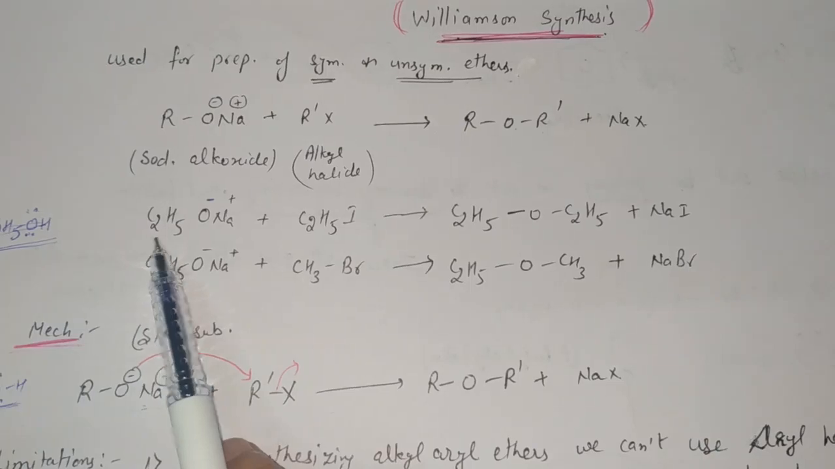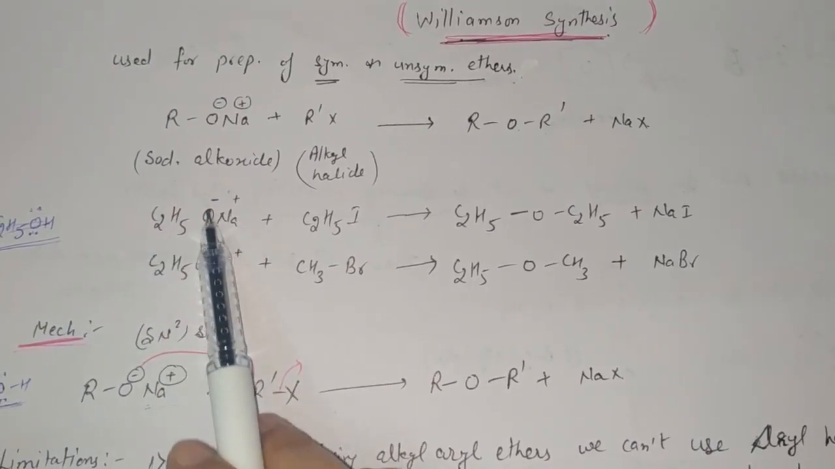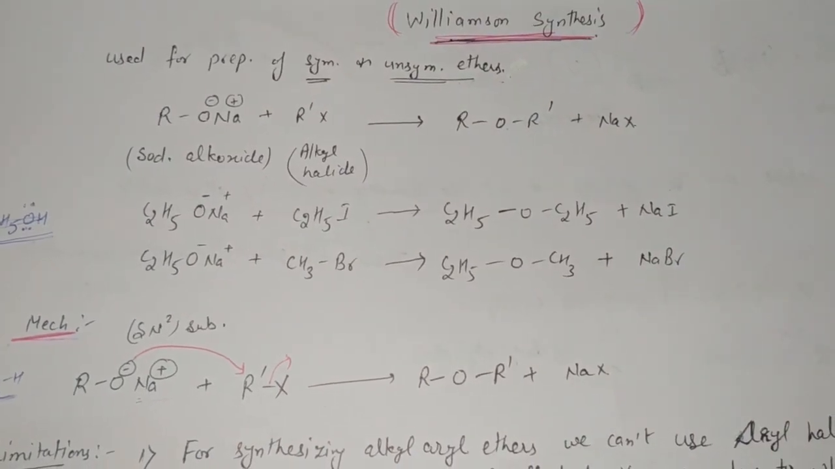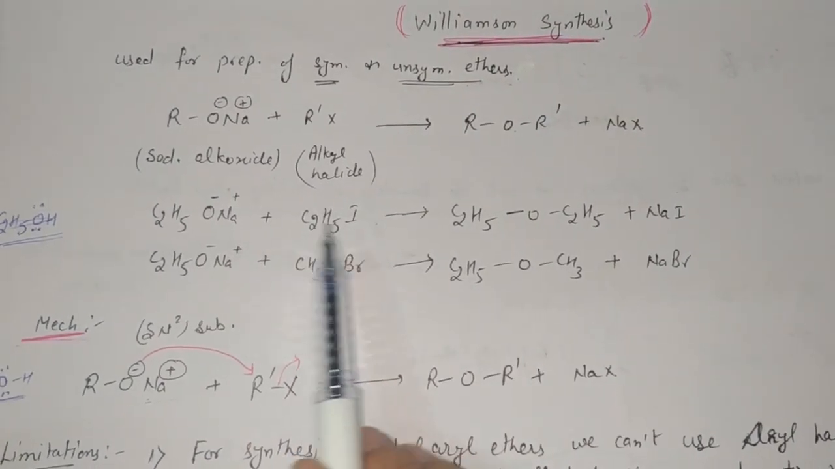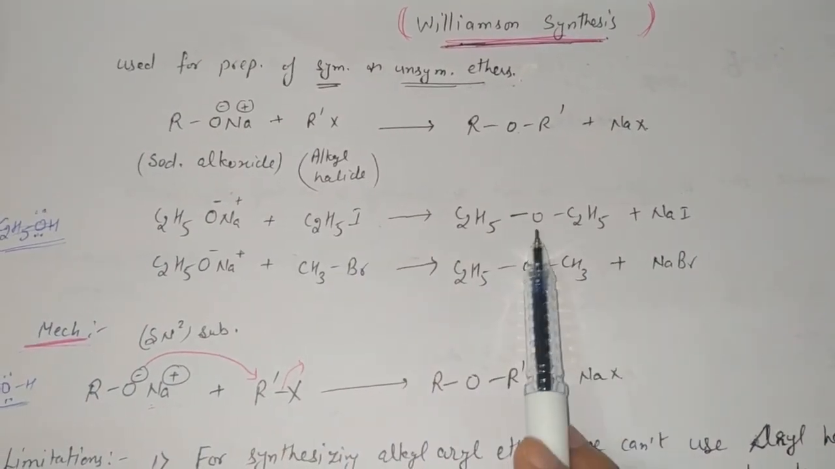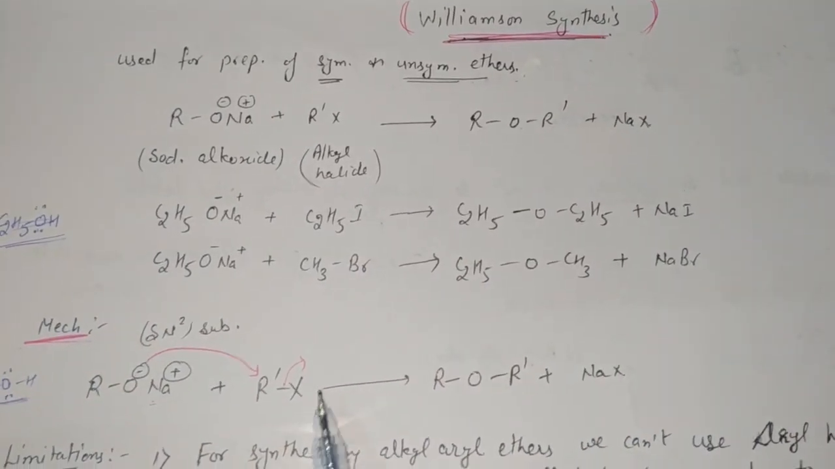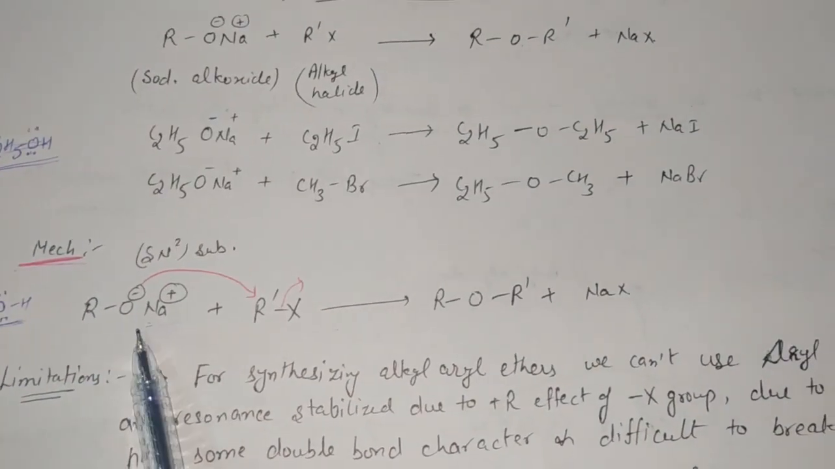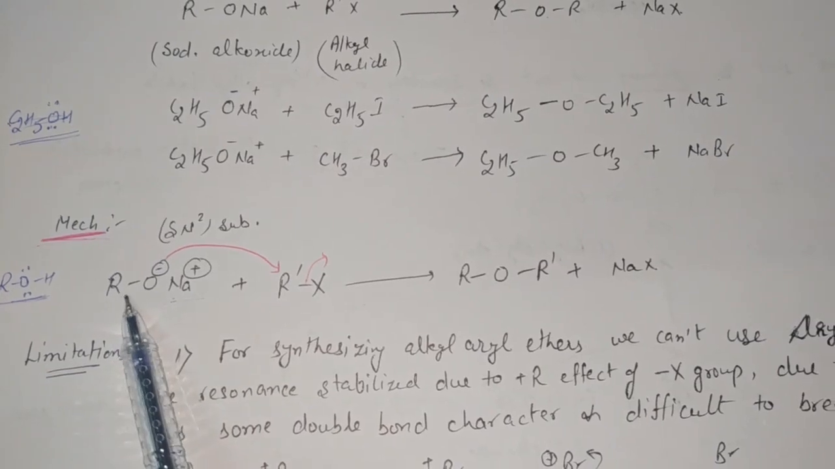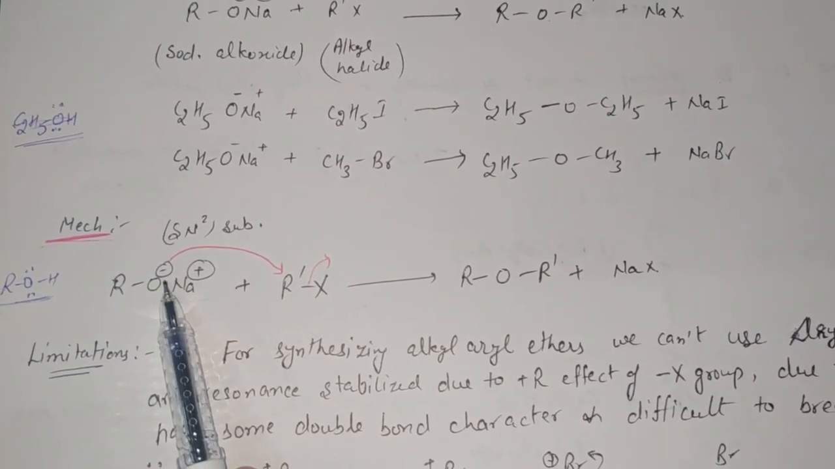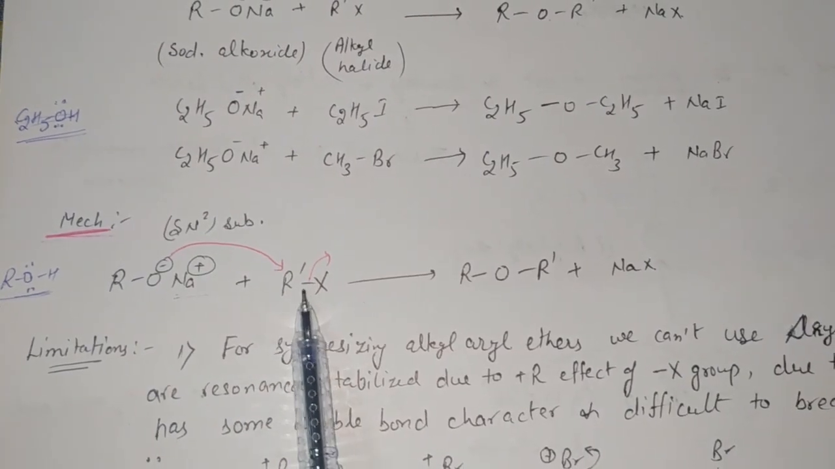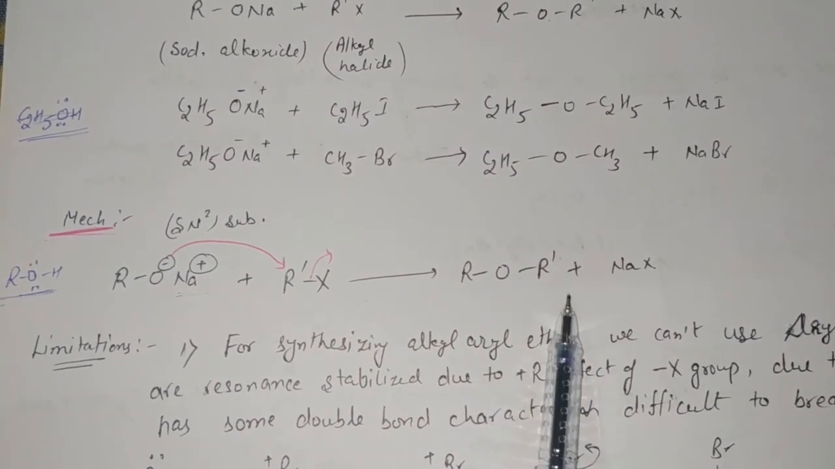First, we are using sodium ethoxide, the sodium salt of ethanol. The second reactant is ethyl iodide. This ethoxy group will combine with ethyl to form diethyl ether. Let us take a view of its mechanism. This is an SN2 substitution reaction where the O negative of the alkoxy group attacks the alkyl group of the alkyl halide to form the desired ether.